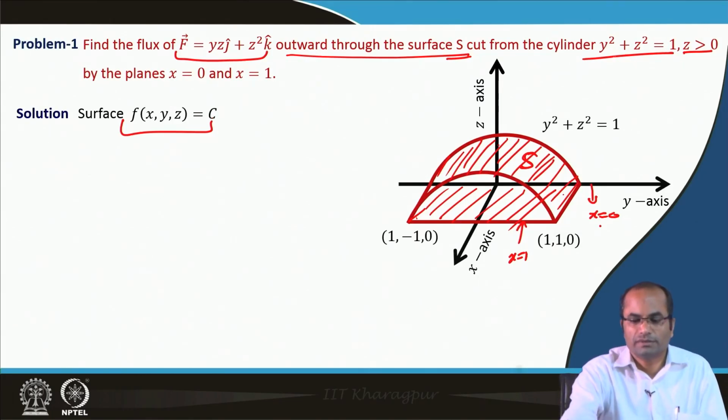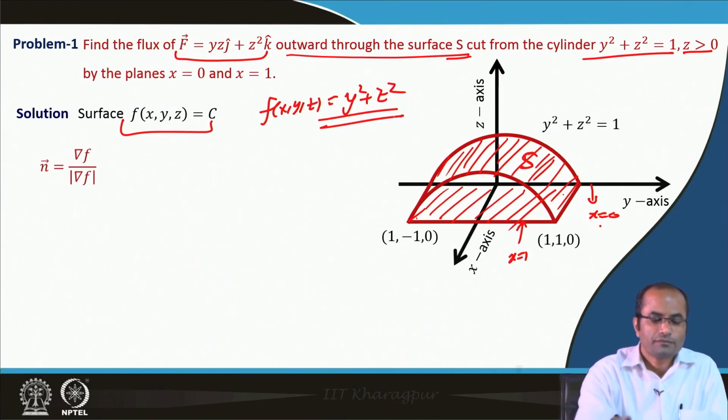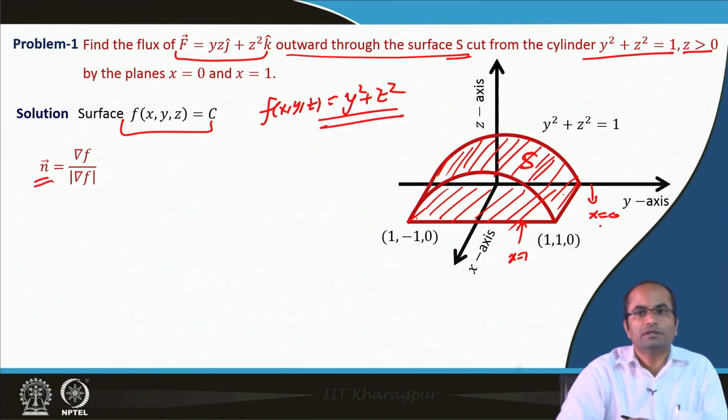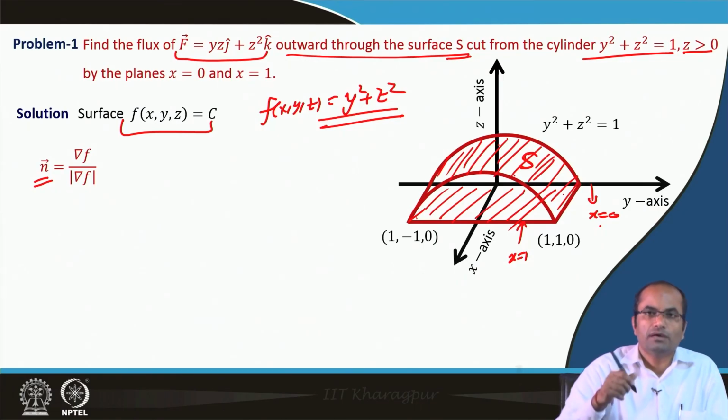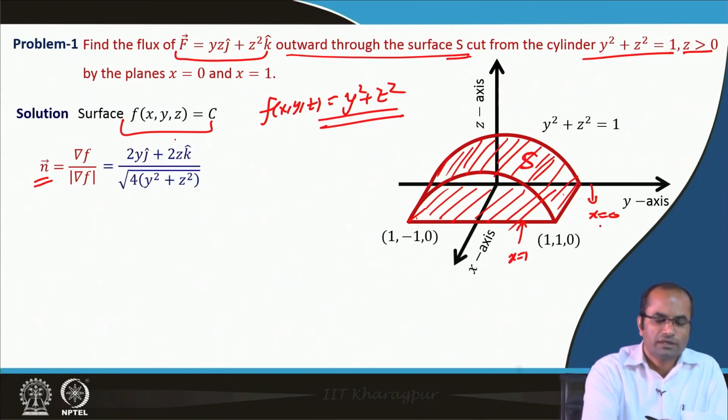So, f(x, y, z) is basically x is y square plus z square minus 1, or we can take f(x, y, z) equal to y square plus z square, that is the surface equation. So, having this, we can compute the outward normal. With the plus sign it will be the outward normal, and if we take the minus sign, it will be the inward normal, that we can realize from this expression.